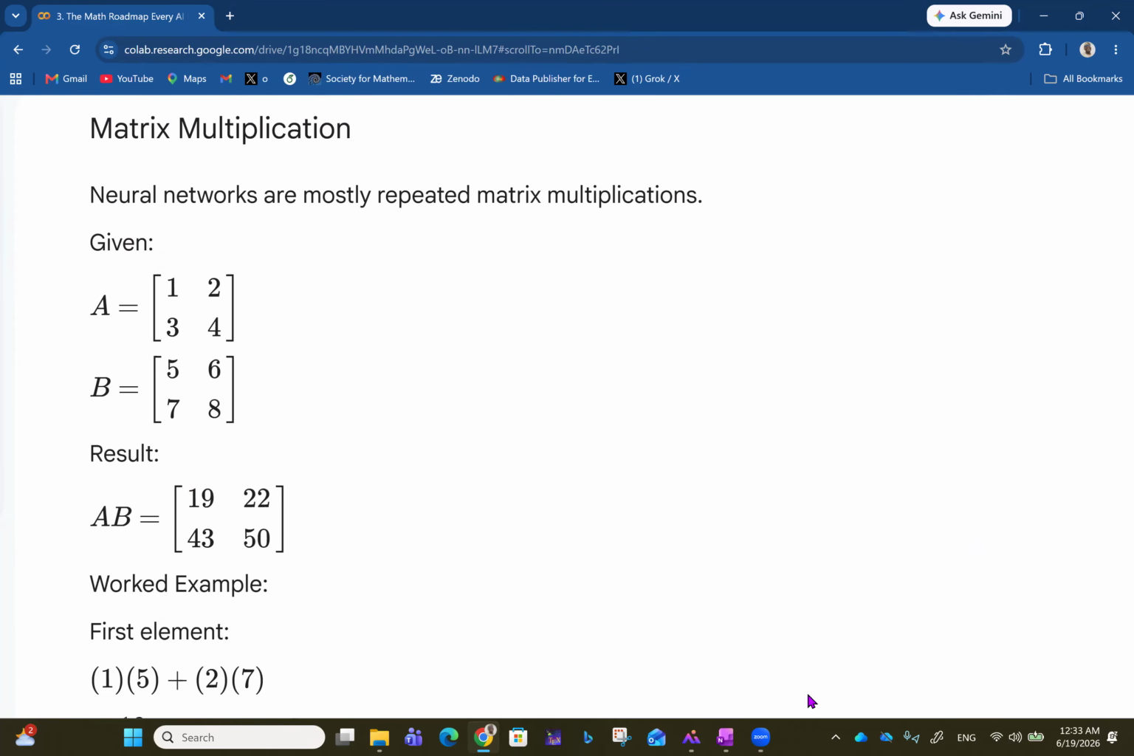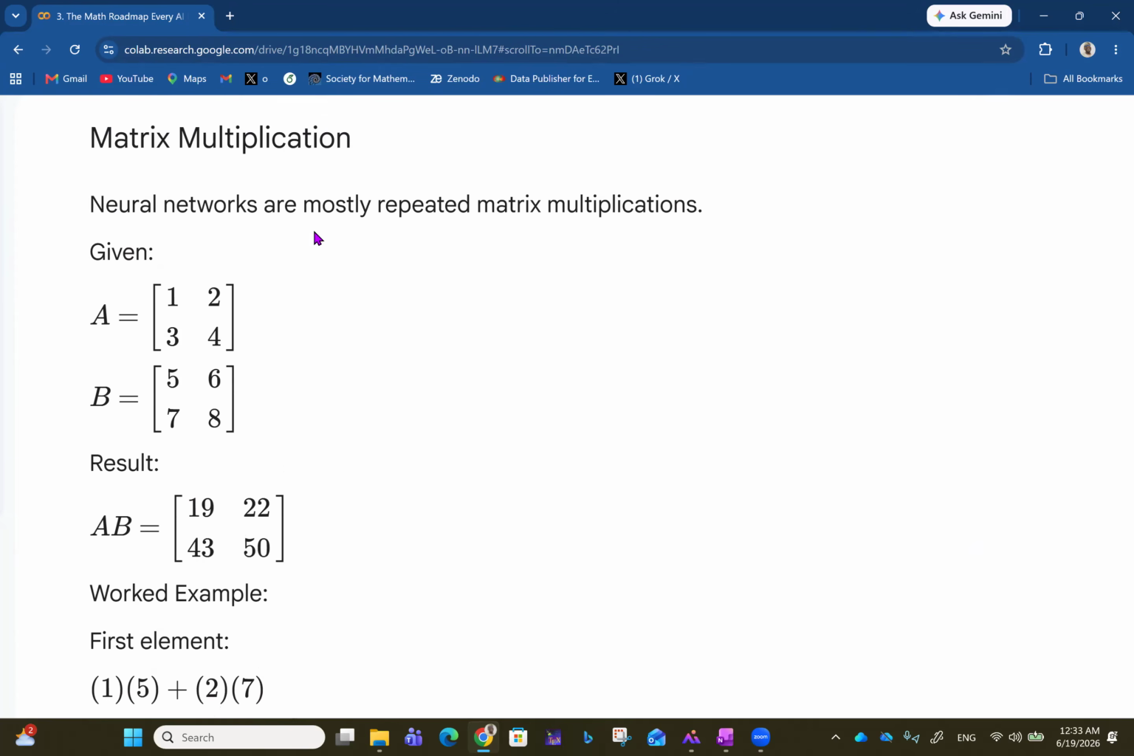Then we go on to talk about matrix multiplication. Neural networks are mostly repeated matrix multiplications. For instance, you have A to be 1, 2, 3, 4, and B is 5, 6, 7, 8. The result AB is 19, 22, 43, 50.